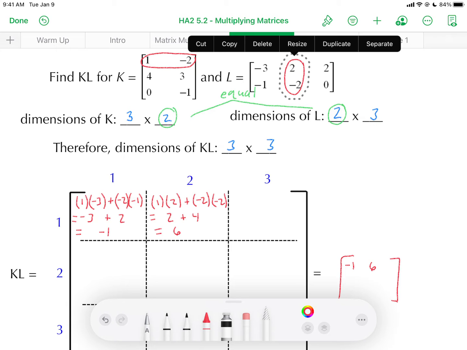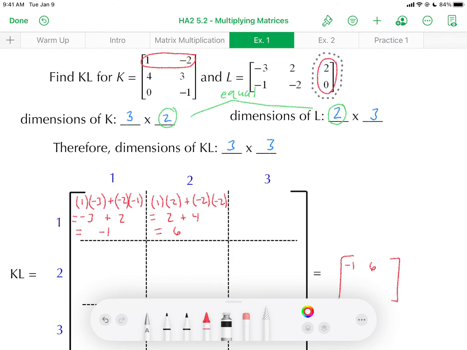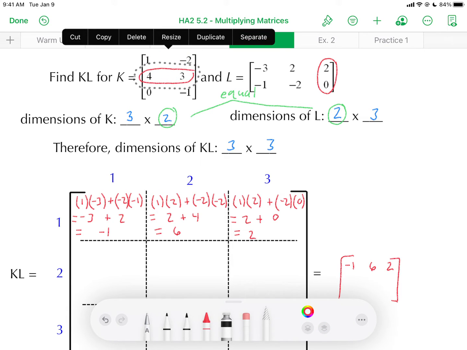And now we're after first row, third column element. So I continue using the first row of K, but now I move to the third column of L. I take 1 multiplied by 2 plus -2 multiplied by 0. That gives me 2 plus 0 or 2. So I've completed all of the first row elements of this product matrix. Questions so far? All right, now notice you've exhausted the first row of K with every column of matrix L. So you're done with the first row of K, and now we can move to the second row of K.